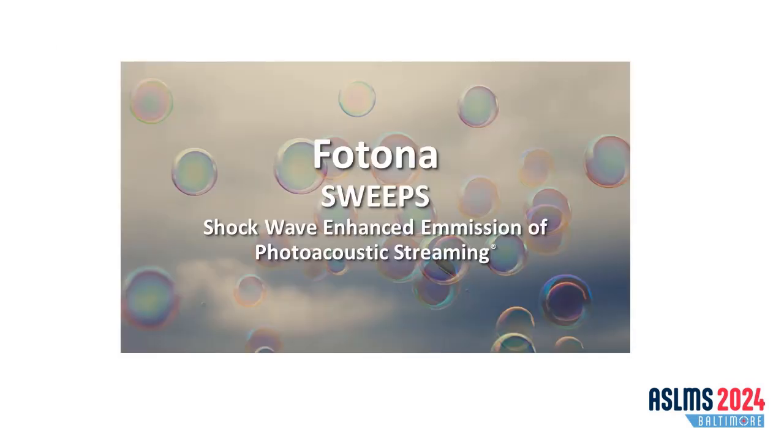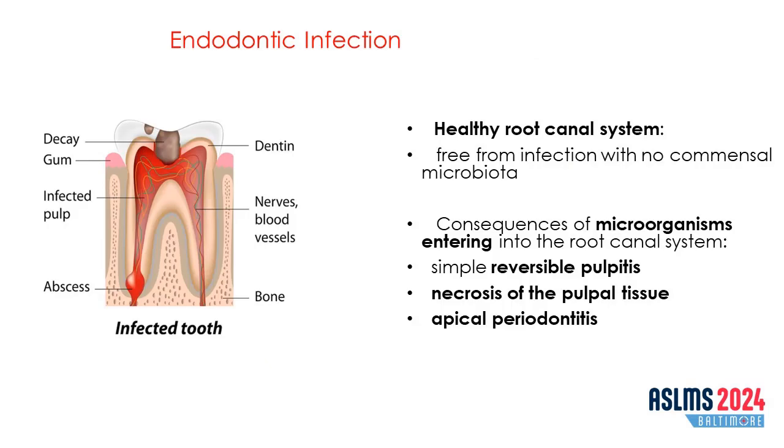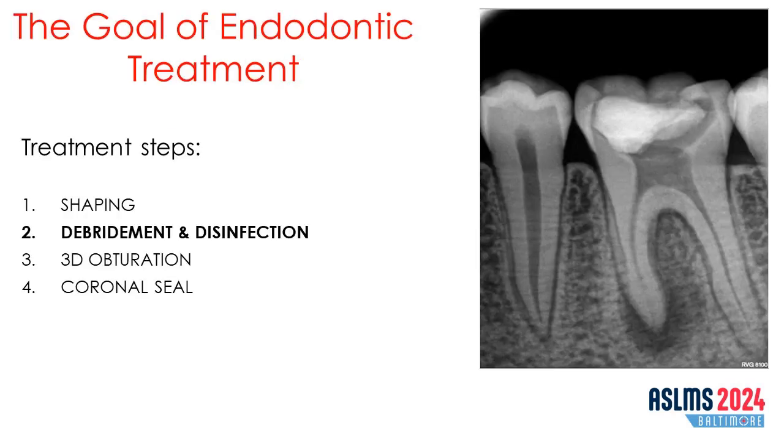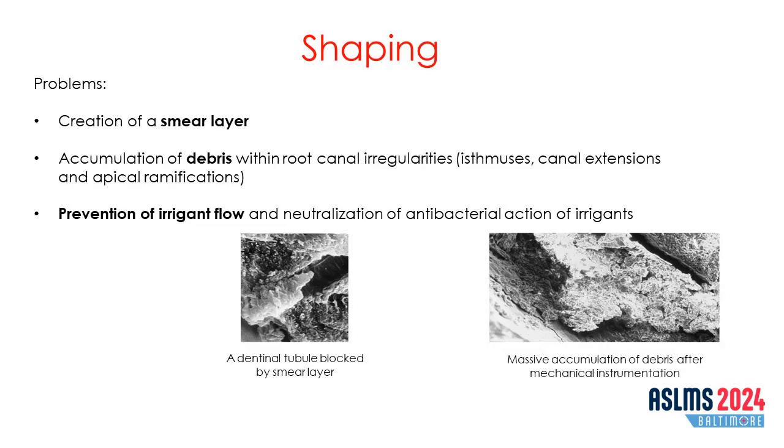So Photona introduced SWIPS. It stands for shockwave enhanced emission of photoacoustic streaming, to deal with some of the challenges of irrigation of such small narrow cavities. In endodontic infection, there are three treatment steps. First is shaping. Second is typically debridement and disinfection. The goal is to remove the smear layer and debris and to open the root canal for irrigant flow. So that's the goal of the irrigation.